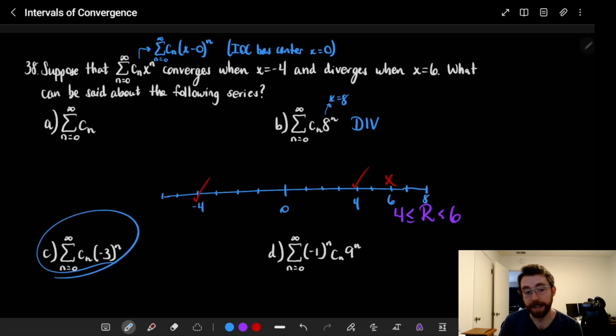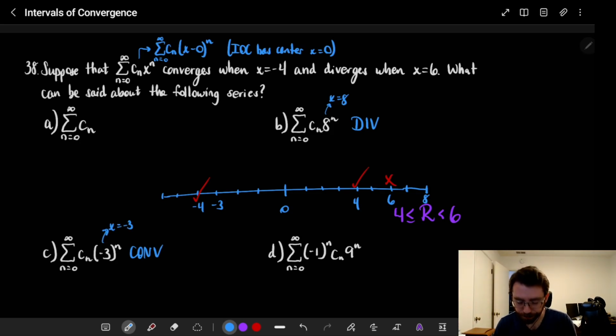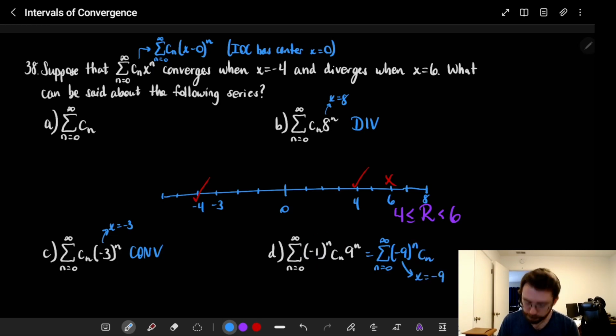Part C, -3 is actually good. -3 is right here. And we already said, possible intervals of convergence must include -4. -3 is even closer to the center. So that has to be in there as well. Right, this is x equals -3. That causes the series to converge. Part D is a little uglier than the others, but no problem. Both of these are to the power n, so that's the same as -9 to the power n. And that's looking at plugging the x value of -9 into the given power series. Again, just like +8 was bad, +9 would be bad, and symmetrically -9 would be bad. So this must be divergent.